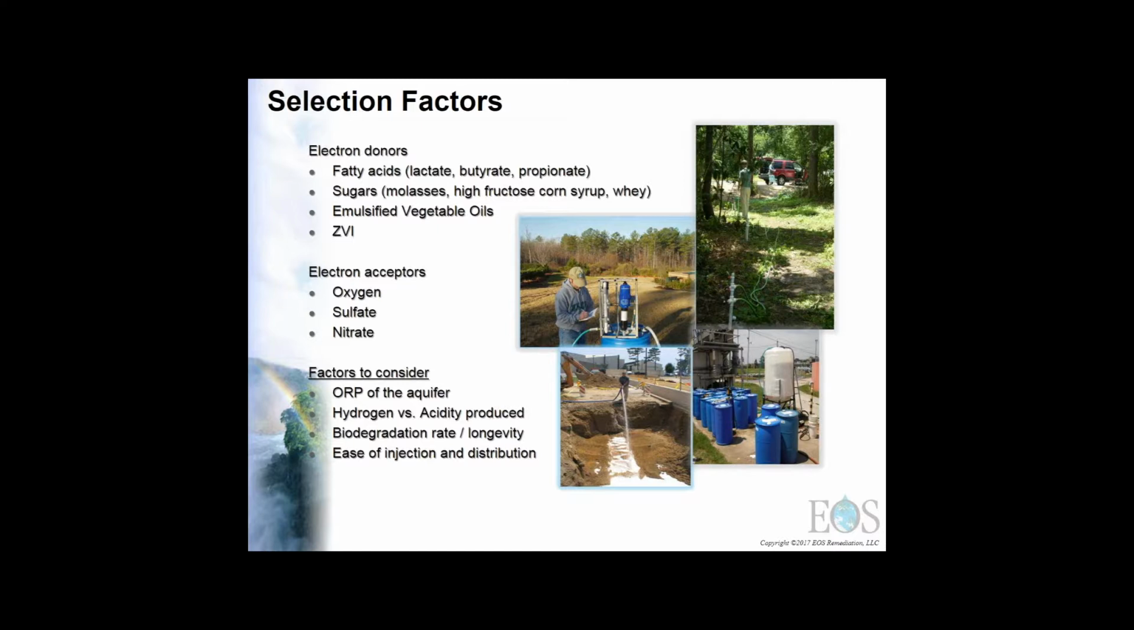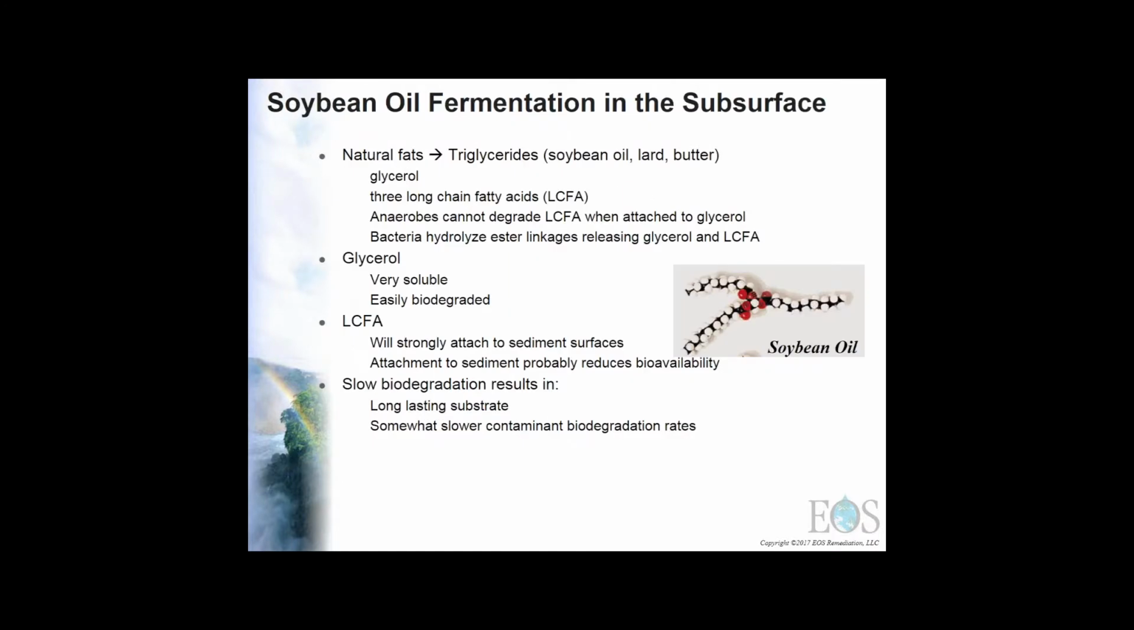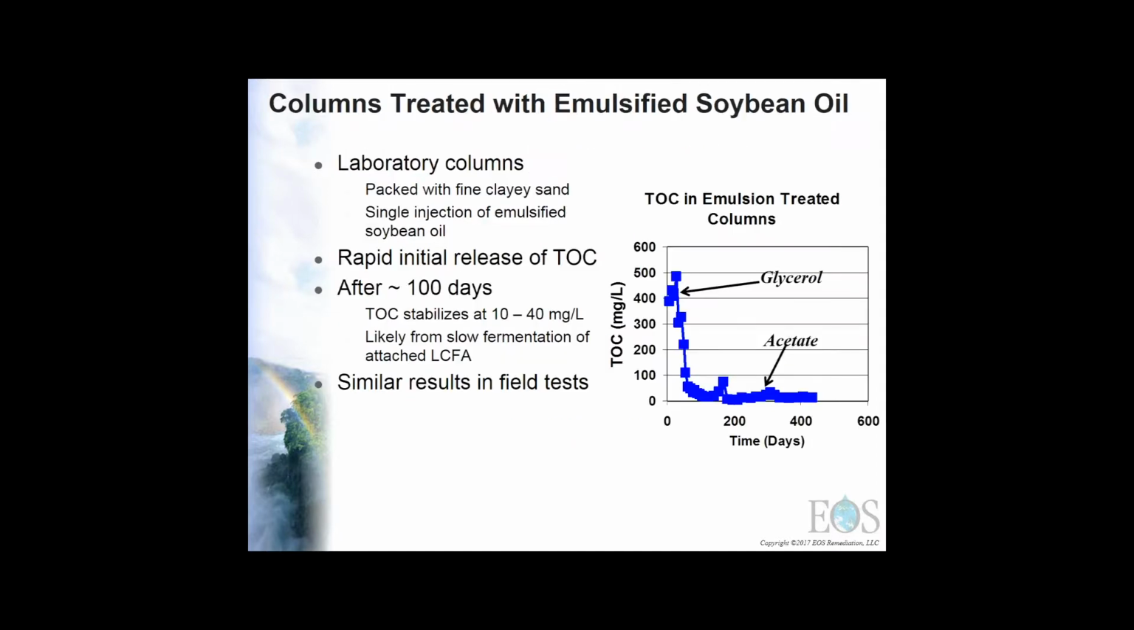So a couple things real quick that we know about soybean oil, which is the main component of our EOS product, is that it's a triglyceride with a glycerol holding on to 3 long-chain fatty acids. And during injection, that molecule is broken down, releasing that glycerol, and then those long-chain fatty acids break apart. When that occurs, we see a spike in TOC. And so what we see both in the laboratory and in the field is immediately after injection, you see this big spike in TOC, and then it dies off very quickly.